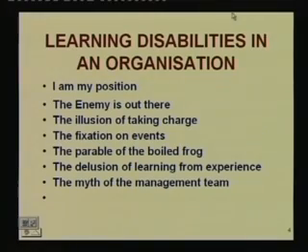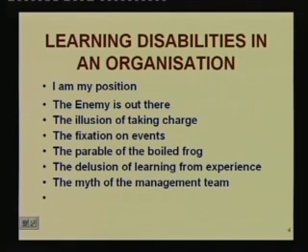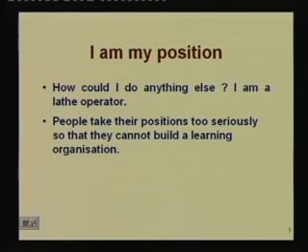Now comes the important thing about the various learning disabilities that an organization usually shows. Some of these are: I am my position, the enemy is out there, the illusion of taking charge, the fixation on events, the parable of the boiled frog, the delusion of learning from experience, the myth of the management team, and so on. These are the seven important learning disabilities. Now let us discuss them one by one.